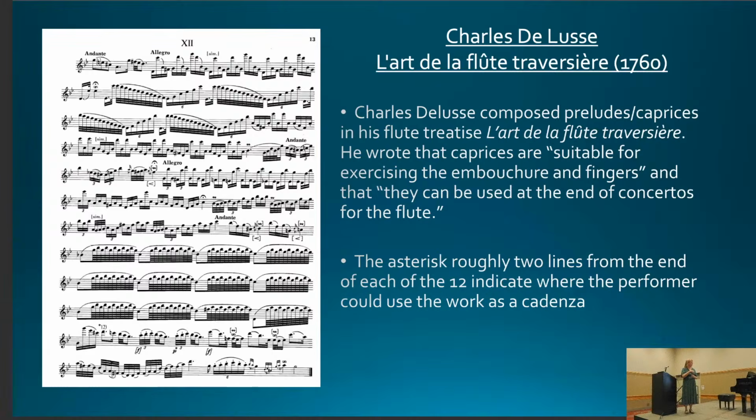You can see, so from here to the end is what you could use as a cadenza for a concerto. And he has 12 of these in a variety of different keys. They all have a little star or a cross here toward the end, last couple measures, and that's the length that he recommended for cadenzas at this time. And again, this is 1760, so this is kind of the time of CPE for the most part.